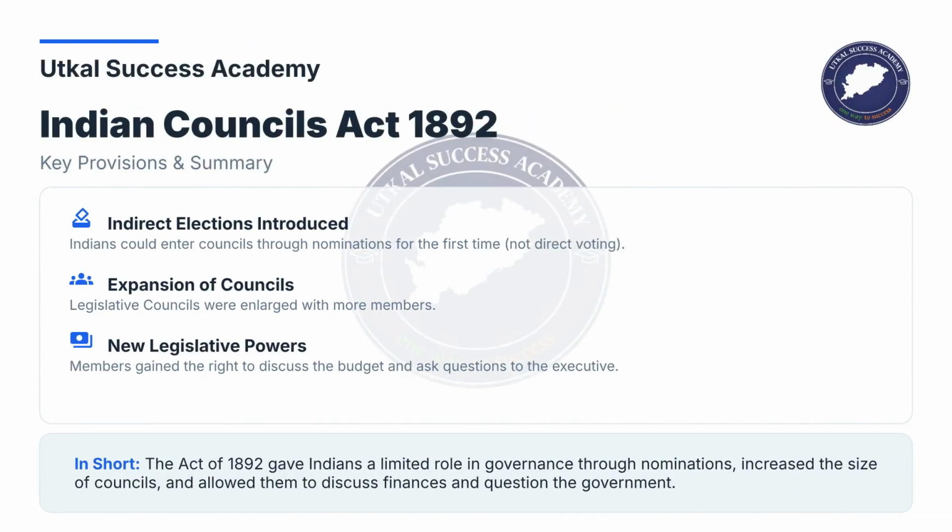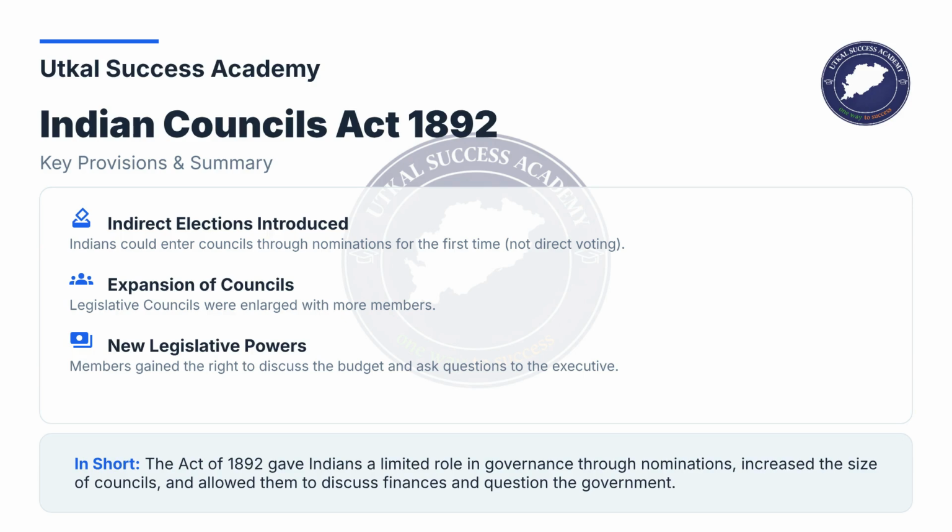Next, the Indian Councils Act of 1892 increased the size of the legislative councils and introduced the principle of indirect elections. This provided a limited but significant representative element to the councils for the first time.